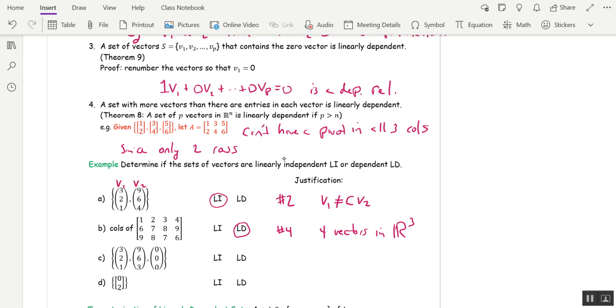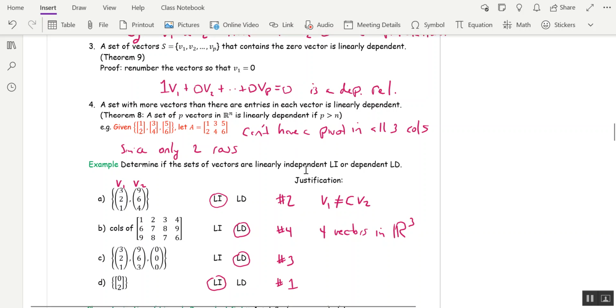Next one, that's a giveaway. That's dependent, which is the 0 vector. That's number 3. One of the vectors is the 0 vector, so automatically linearly dependent. And then D is going to be linearly independent because I have a non-zero vector and there's only one of them. So that's by number 1.